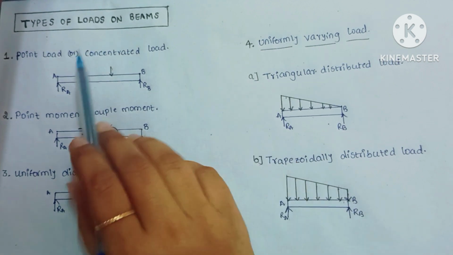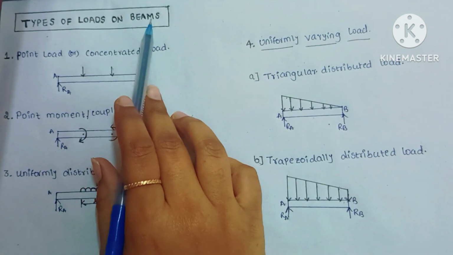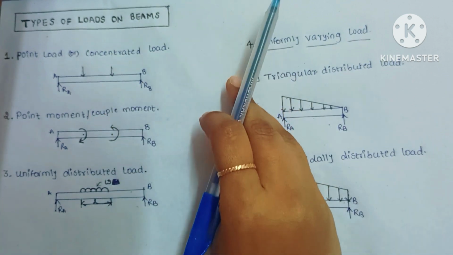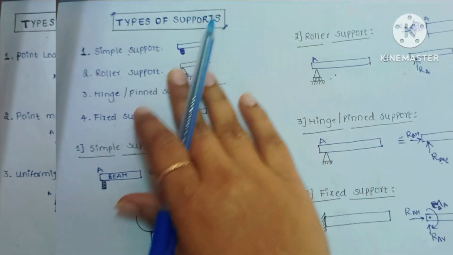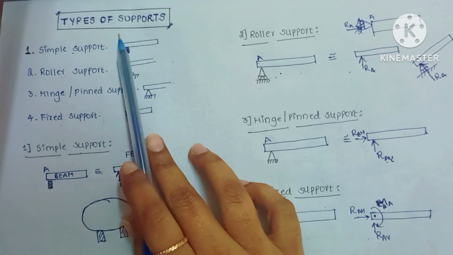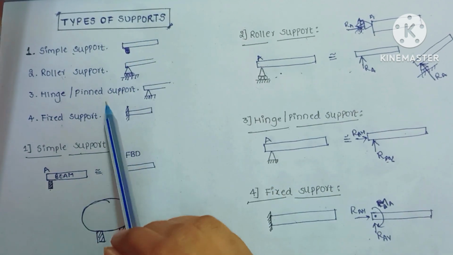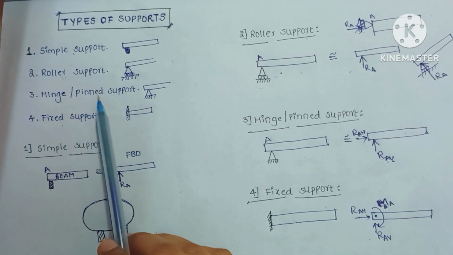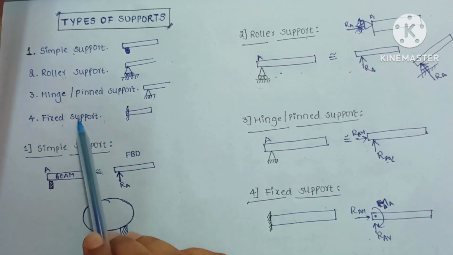Today we are going to see types of loads on beams. In the previous class we discussed types of supports and types of beams. If you see the types of supports, there are four types: one is simple support, roller support, third one is hinged or pin support, and fourth one is fixed support.